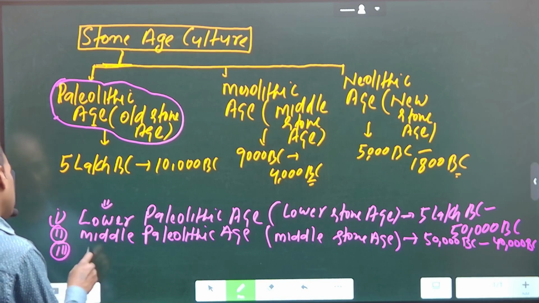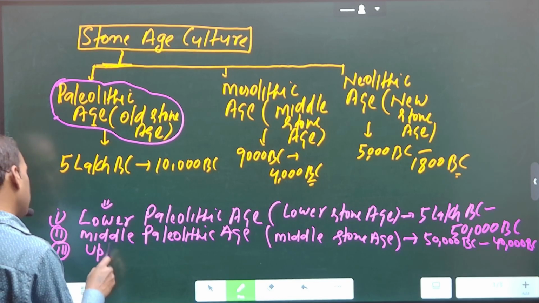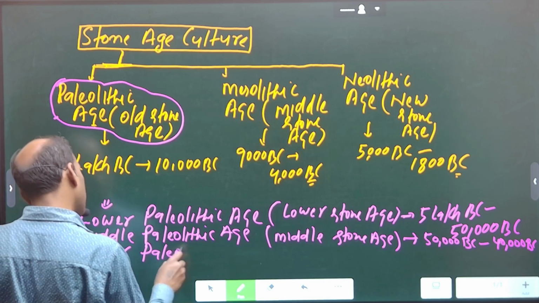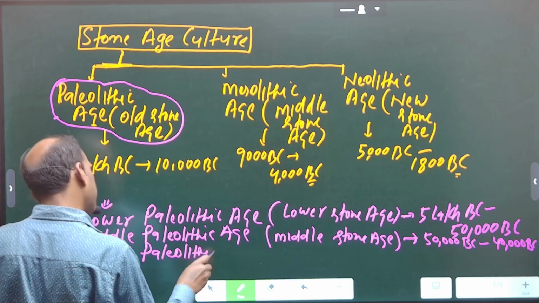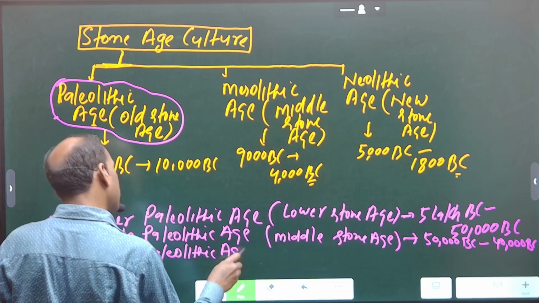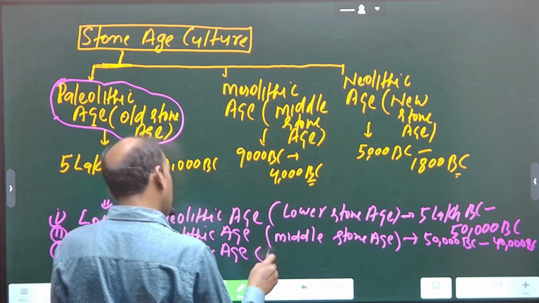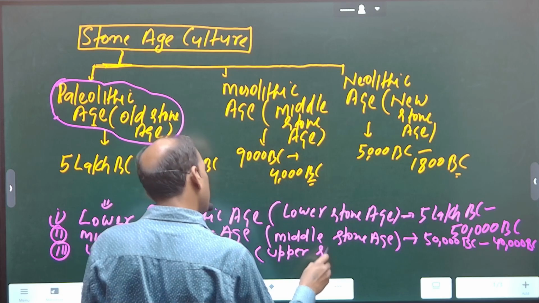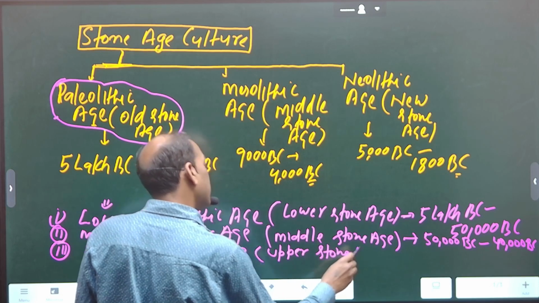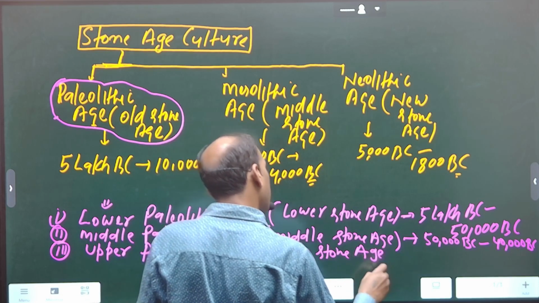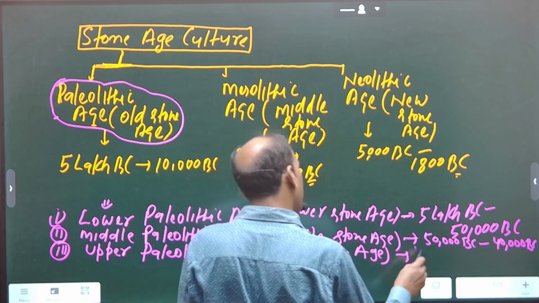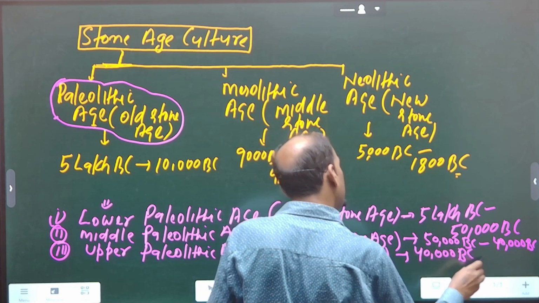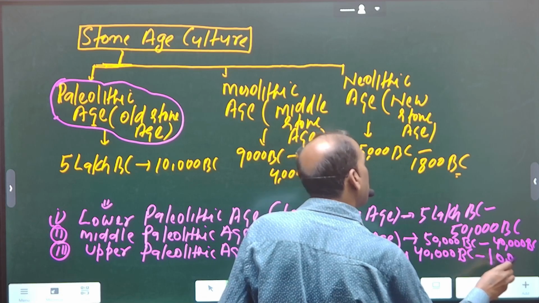And third is upper Paleolithic age, upper Stone Age. Time period 40,000 BC to 10,000 BC.